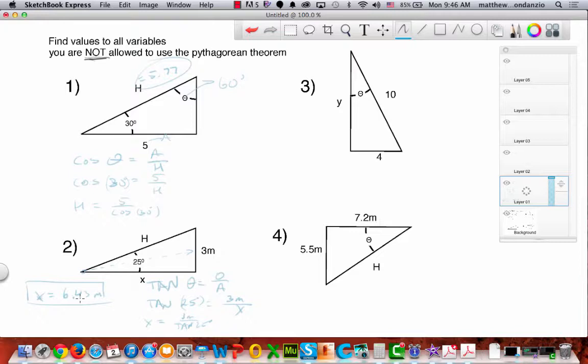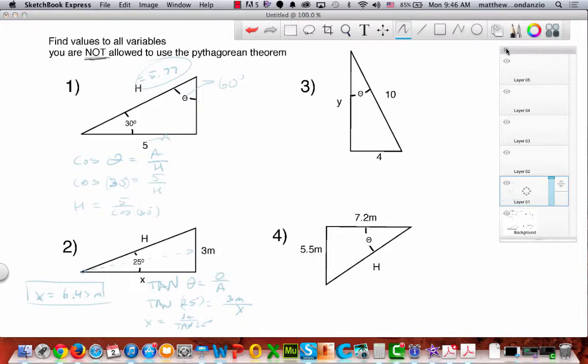Yes, I'm sorry. Can you not see it? No, I see the very bottom part. Okay. X equals 3 meters over tangent 25. X equals 6.43 meters. Okay. All right. I'm sorry, they got printed portrait for some reason. I made it landscape.